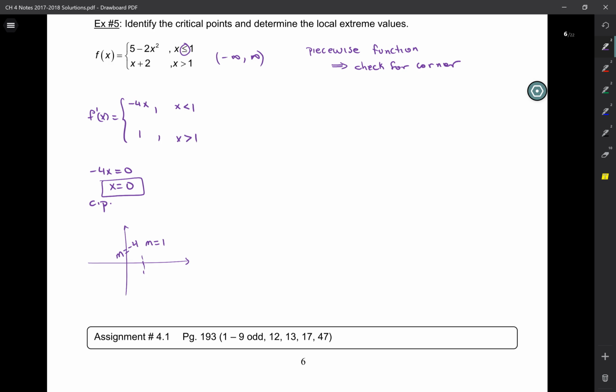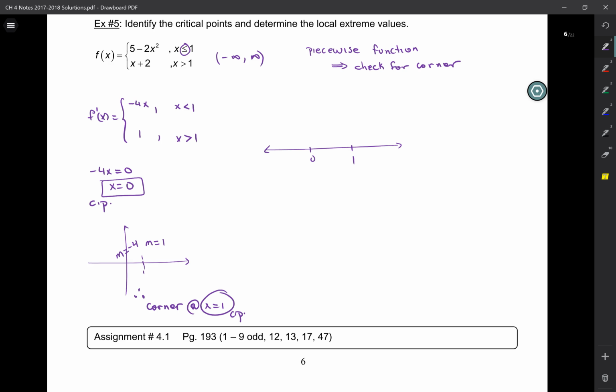Now, if you look at the slope, immediately to the right, m equals 1. Immediately to the left, m equals negative 4. So here, the slope is changing. Oh, so it is a corner. Yeah, the slope is changing instantaneously from negative 4 to 1. Okay? So that is a corner at x equals 1. So that's another critical point. So now we have 0, 1.